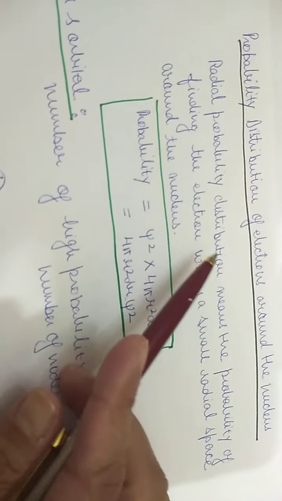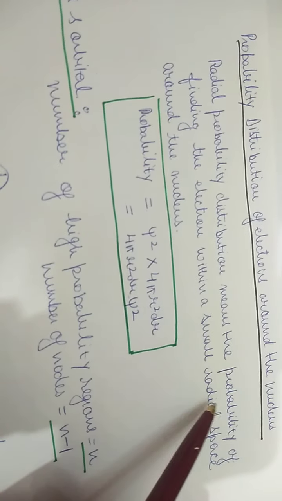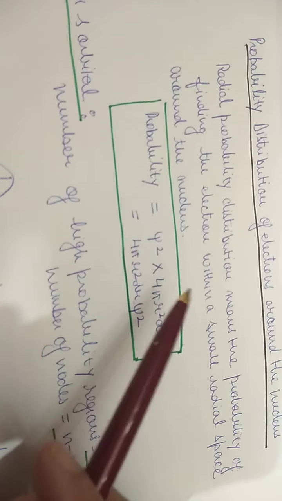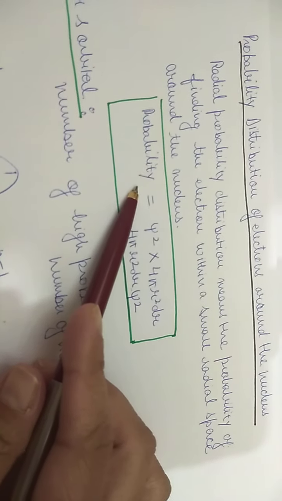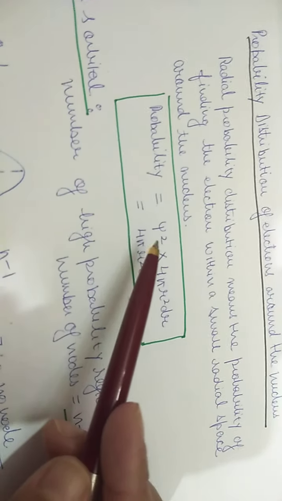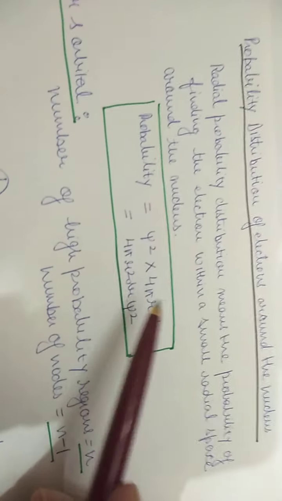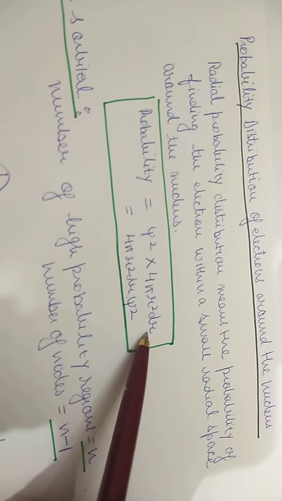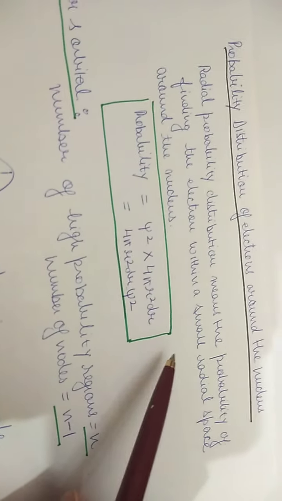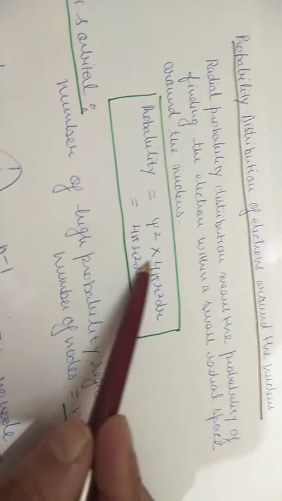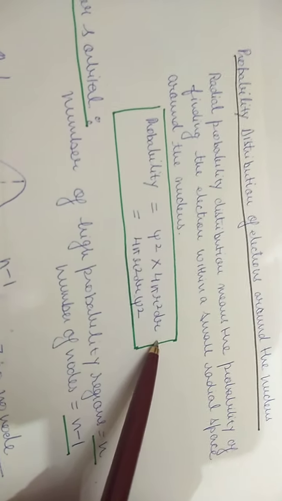So radial probability distribution means the probability of finding the electron within a small radial space around the nucleus. And this probability is given as the product of psi square, which is the probability density, and 4 pi r square dr, that is the volume or the small radial space around the nucleus. This is the volume element.